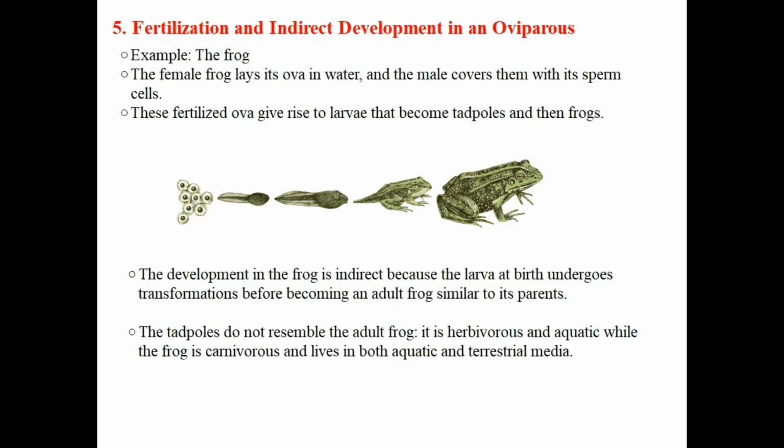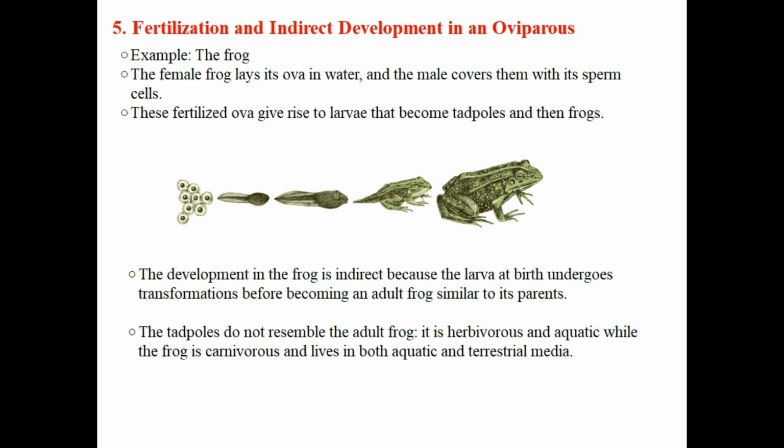Now we're still talking about oviparous animals, but we're talking about fertilization and indirect development in an oviparous. Example, the frog. The female frog lays its ova in water, and the male covers them with its sperm cells. These fertilized ova give rise to larvae that become tadpoles and then frogs. This process is called metamorphosis.